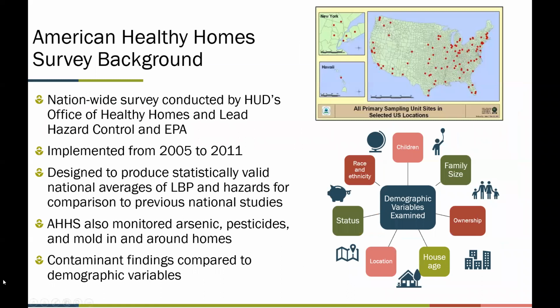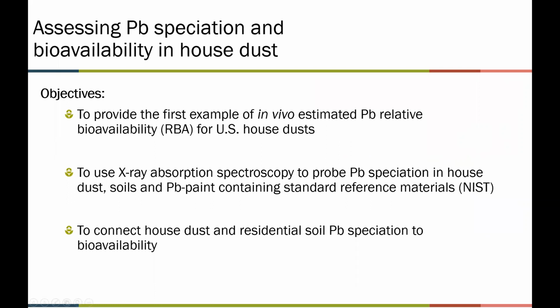American Healthy Homes has been a nationwide study that was originally implemented from 2005-2011. There's now a second part that we're actively working on that was designed to assess how much lead exposure there is, looking in general at a lot of different contaminants of concern, and relating that potentially to demographic variables. My piece of this was, okay, we have this house dust and we have soils for some of these that are connected to them.